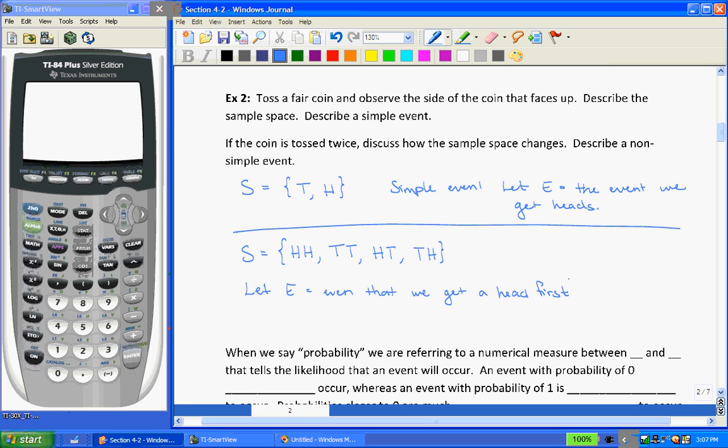Okay, well, that might include more than one event. So if I look at my sample space, that includes heads, heads. Now I didn't specify what would happen on the second toss, just the first. That could also be heads, tails. So that's the difference between the sample space and an event. An event, we're wanting something specific to happen.